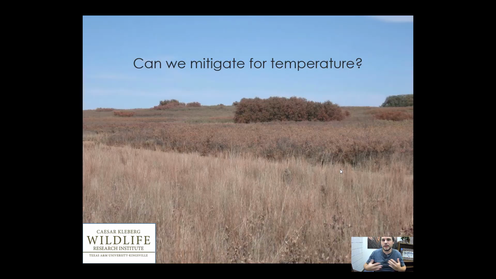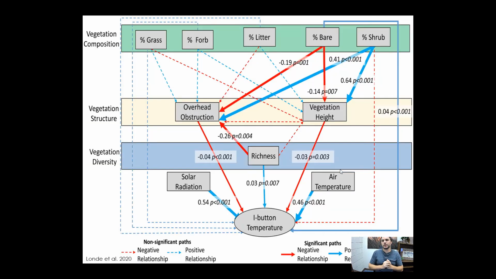Okay, so can we mitigate for temperature with management? And the answer is, of course, yes. We are now starting to build really nice complex models that look at things like vegetation composition, so the percent of grass, litter, bare ground, and shrub within a system, the vegetation structure, such as overhead obstruction and vegetation height, and even vegetation diversity, so species richness. And we're starting to build structural equation models that actually explain the direct positive and negative relationships that ultimately drive these temperatures that we're measuring. This is with an iButton, but it could be any temperature measurement.